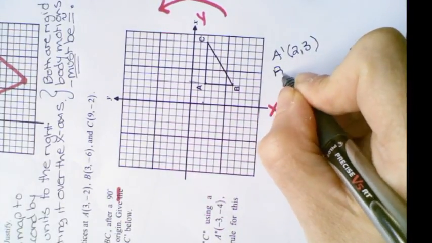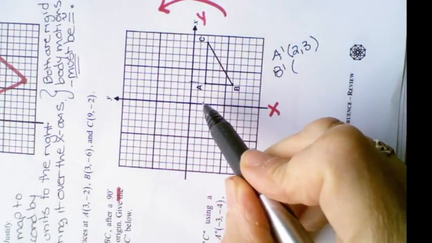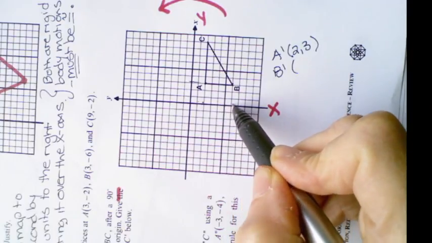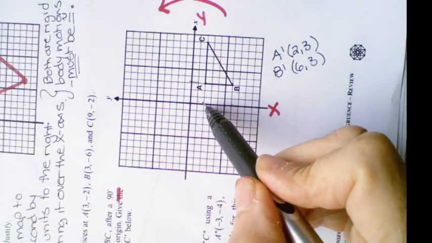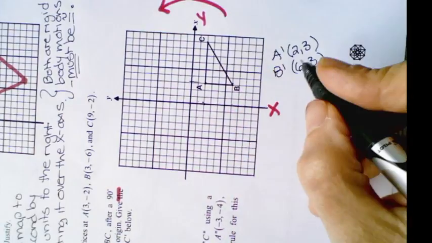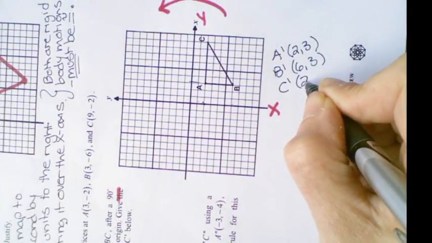And B, when I do the rotation, now it's going to be called B prime, seems to be at 6 and 3. And C is at 2 and 9, C prime. And so what I did was, I don't like memorizing rules. I like to see what's happening.